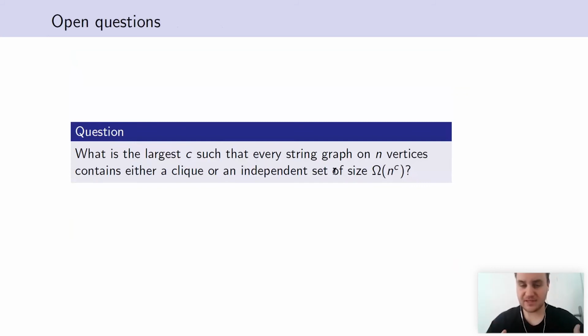So I proved that if we have a string graph on n vertices, then there exists some absolute constant C such that for every n, if we have a string graph on n vertices, then it contains either a clique or an independent set of size at least n to the C. But what can we say about this constant C?